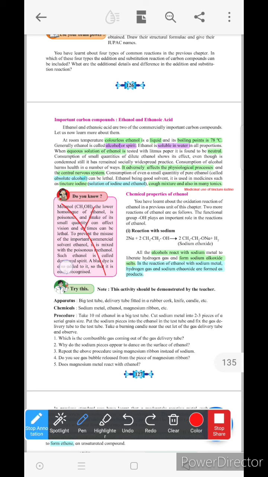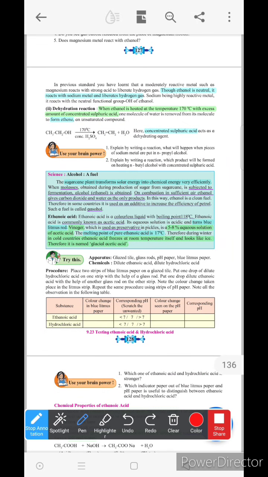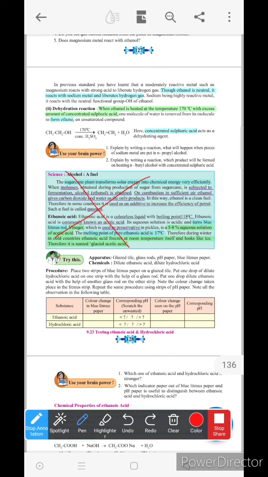You can see the pink color box, that is Do You Know, and only that box is removed from page number 127. We will move on to page number 128. You can see the alcohol, the green color box, that is removed from your syllabus for page number 128.